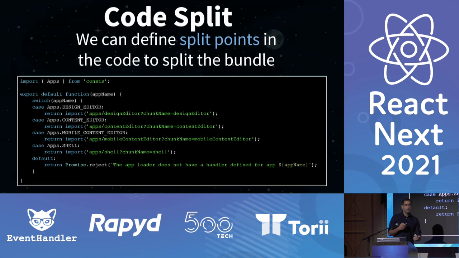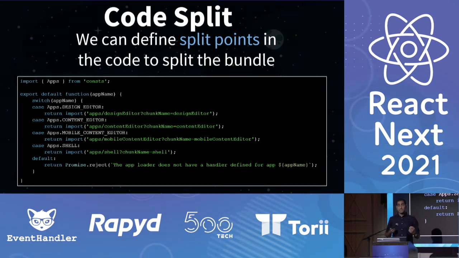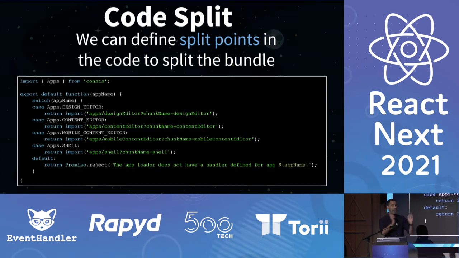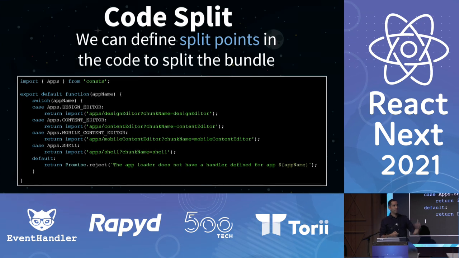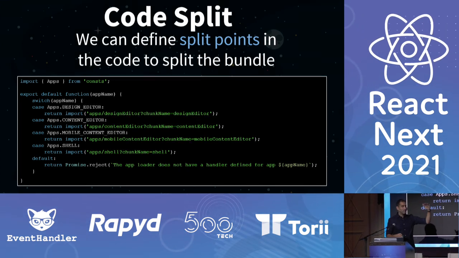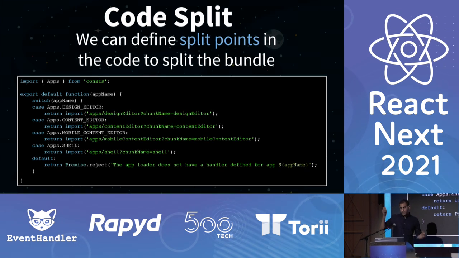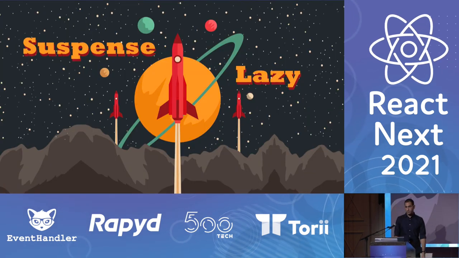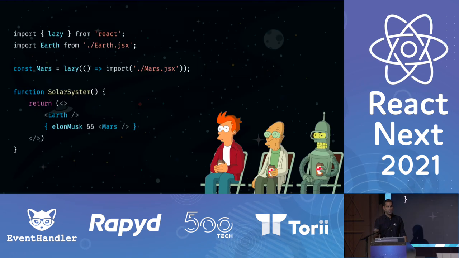But what are we going to do with React? React is expecting not async code, but sync code, right? Because when it's parsing the component tree, it's parsing it synchronously. So in React 16, we were introduced to Suspense and lazy, and just a really quick primer.